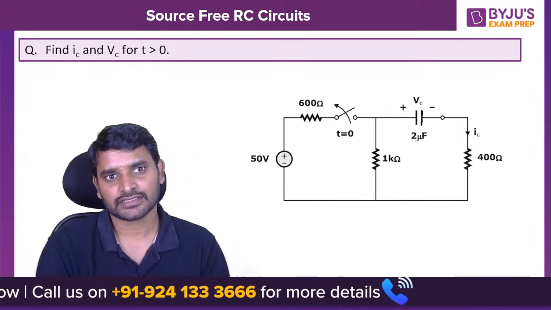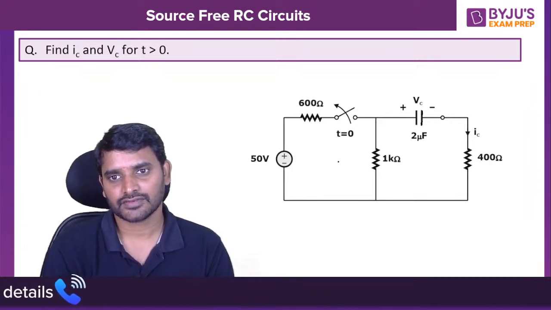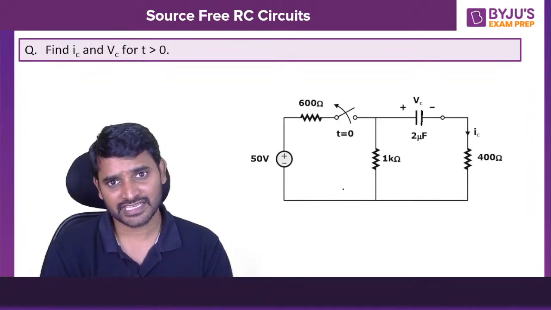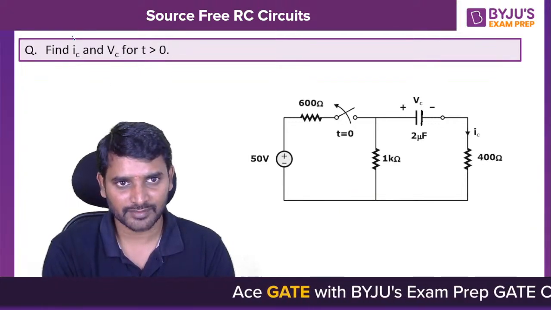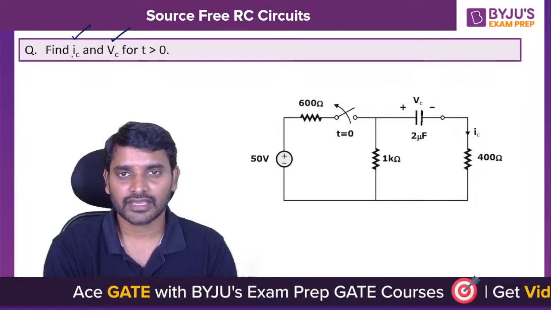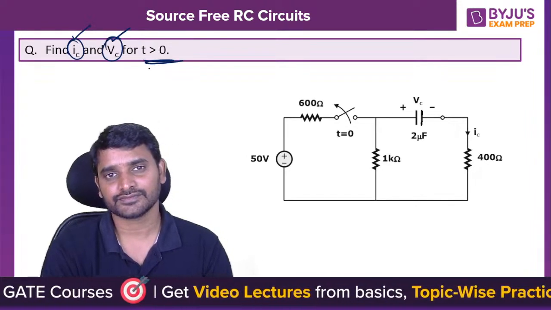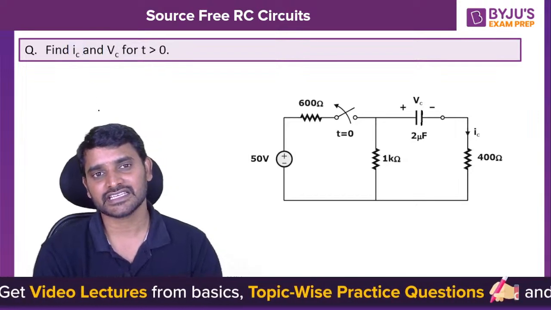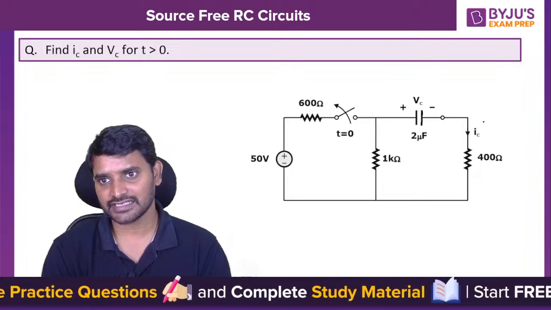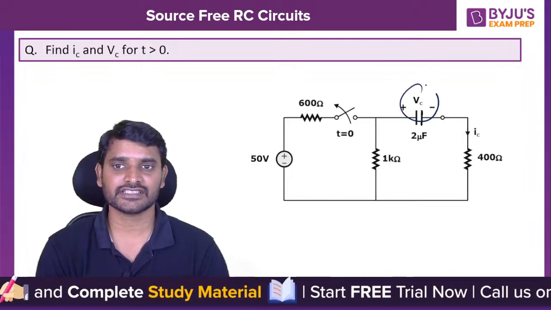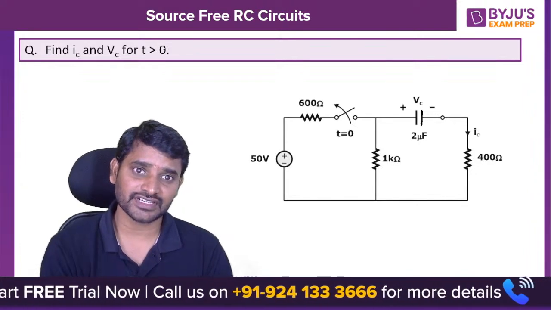So if you can find out the network and the switching instance, then you can easily calculate the voltage or whatever the given parameters he is asking. Find IC, VC for t greater than 0. Here, where is IC? IC is here. Where is VC? VC is here. So he is expecting IC and VC for t greater than 0.